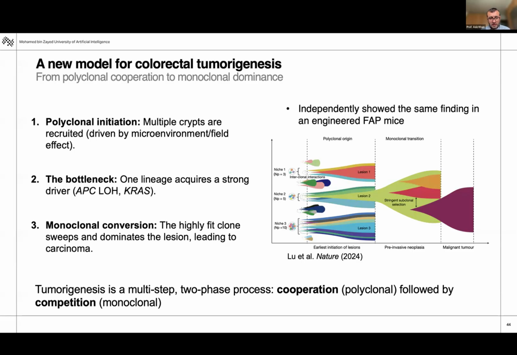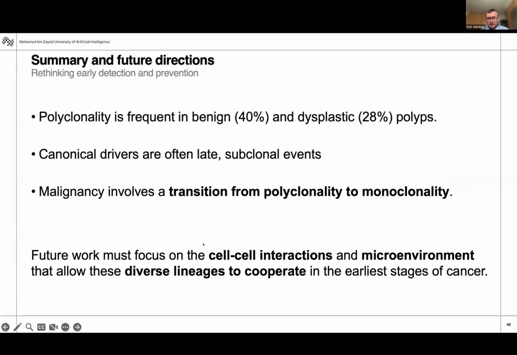So I would say that tumorigenesis is a multi-step, for example two-phase, process in this setting. Initially cooperation happens at the polyclonal level, followed by competition. One clone takes over. Of course, what happens to the other clones? Maybe they are lingering around. We are not able to detect them with the technology we have. And then there are several other questions. So here is the summary.